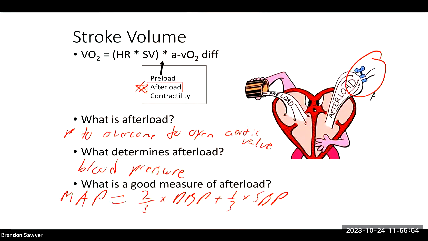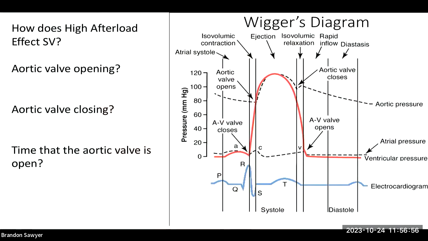Okay. So this is afterload, and this applies directly to the Wiggers diagram that we were just spending time with, right? Afterload is really shown by that aortic pressure. That's our afterload. Okay, we have to overcome that dotted line with that red line there to open up the aortic valve. Okay, so what happens when we have high afterload? Like hypertension.